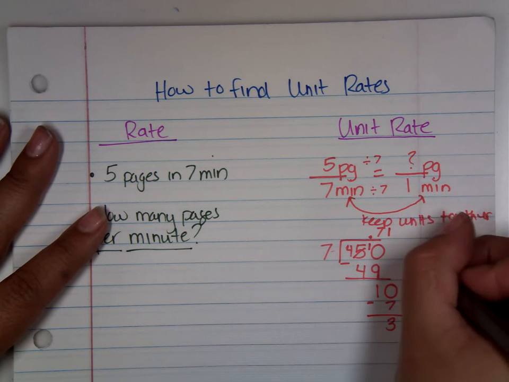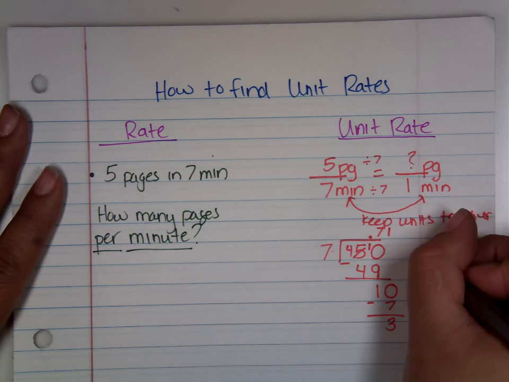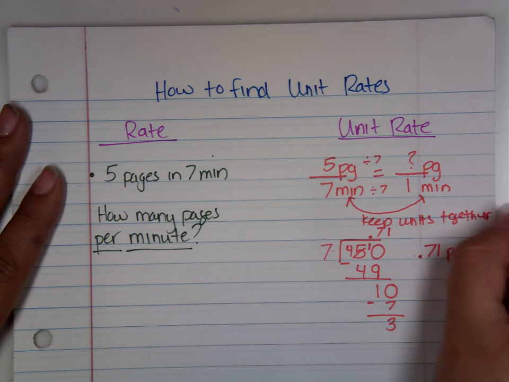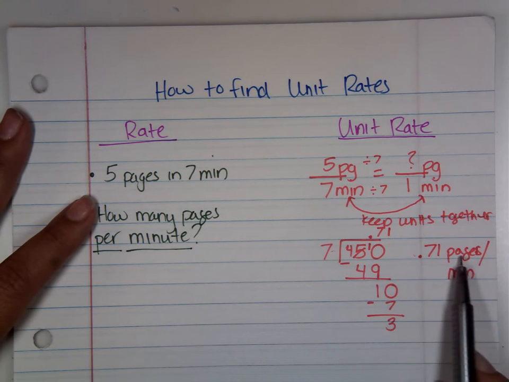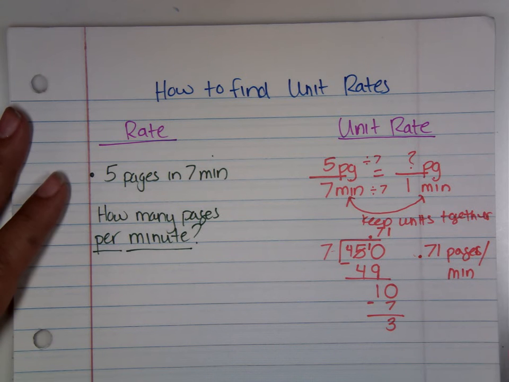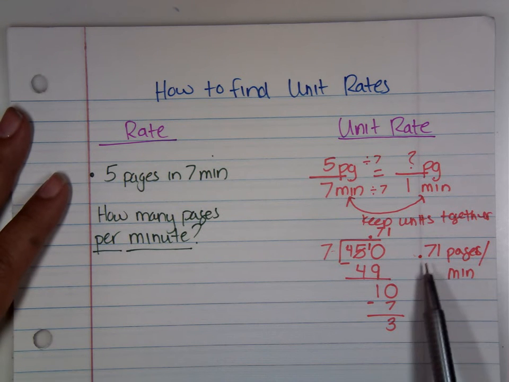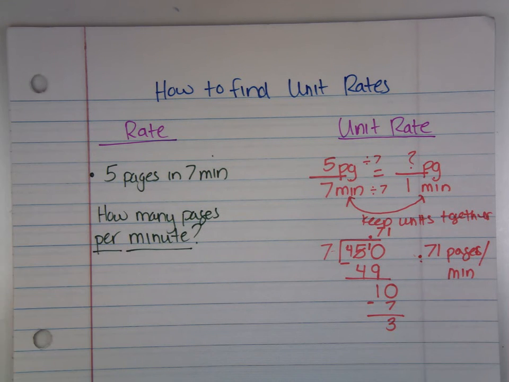This means that in 1 minute, he can read 0.71 pages. Pages per minute. And this little line right there means per. So 0.71 pages per minute. So for every minute he reads, he is reading 0.71 pages. Okay?